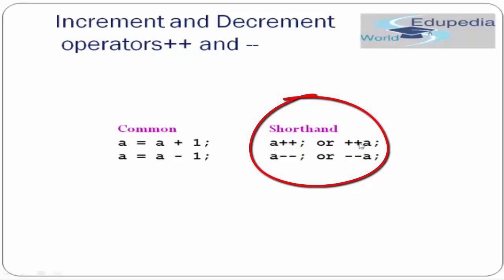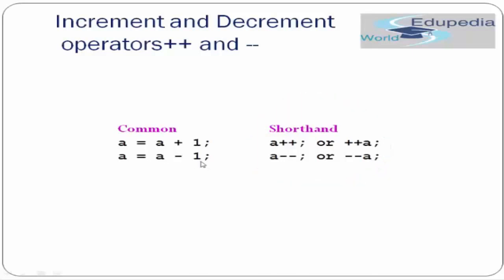So internally what's happening when you write this statement is a is equal to a plus 1. And similarly when you're doing a minus minus or minus minus a, internally a is equal to a minus 1. Just to tell you, a plus plus and plus plus a have a slight difference, and similarly there's a difference between a minus minus and minus minus a. We'll cover that in a further slide. As of now, I just want to explain what's happening behind the scenes.